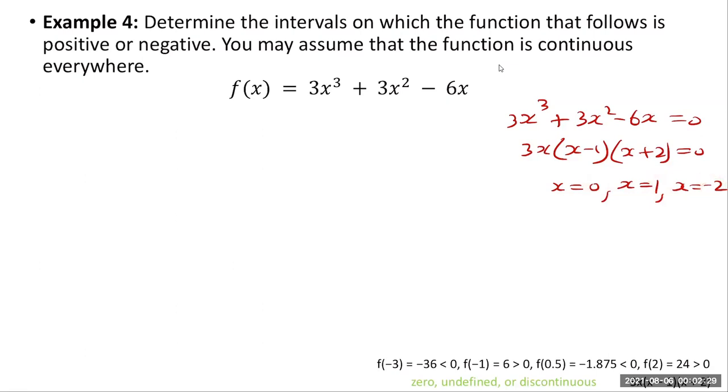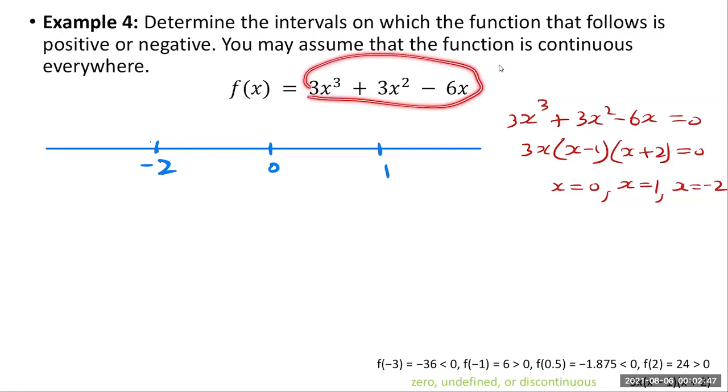Now what I'm going to do is make a sign chart. Okay, this is my -2. I place my -2, which is the smallest number here. And then I have a 0. Finally, I have 1. Now remember, by the previous theorem, my function can change the sign only at these three points. It cannot change the sign at any other points. These are the only points where my function could change the sign.